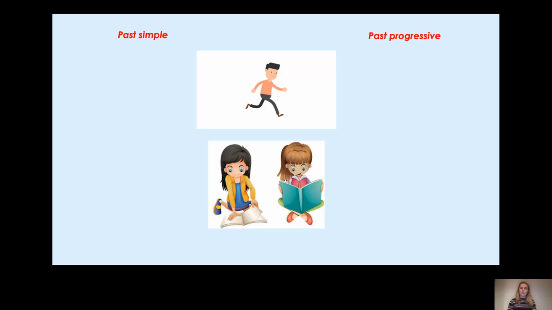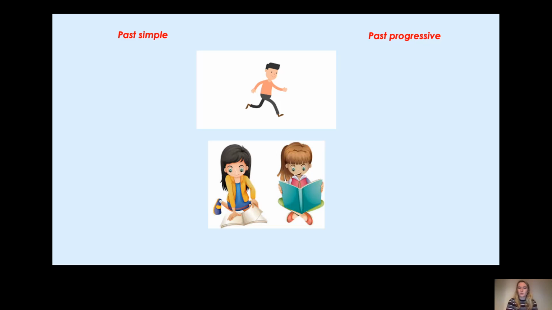Now, have a look at these two pictures. We've got a man in the first one and then two girls with a book in their hand in the second one. And I would like you to think, you don't have to write this down, but just think, what past simple sentence could you write for this? And what past progressive sentence could you write for this? But remember, just say it out loud or think it in your head. You don't need to write it down at this point. Okay, year two, so let's go through them.